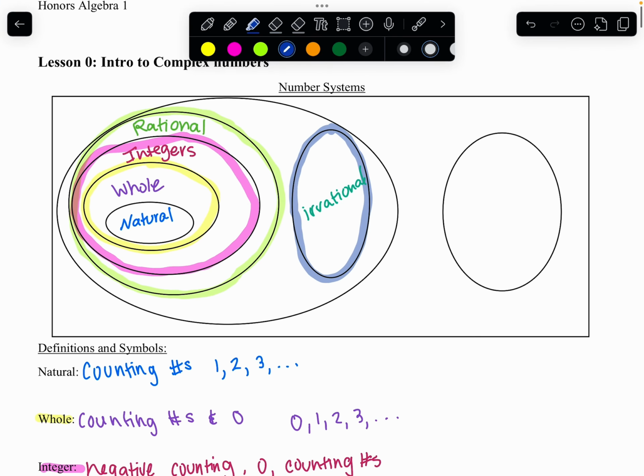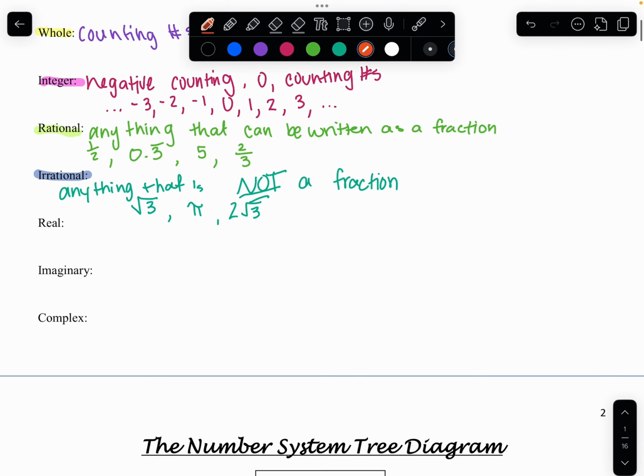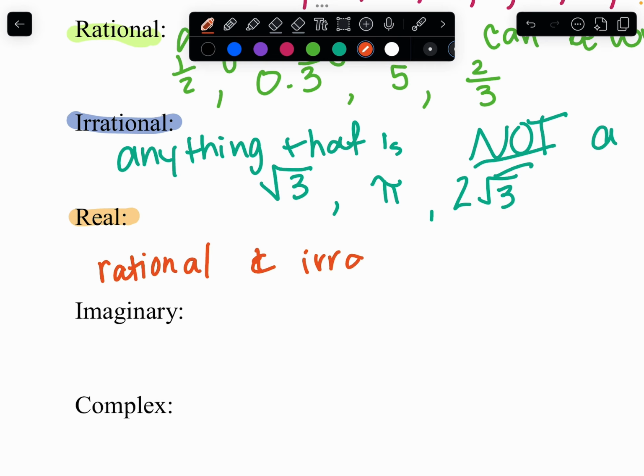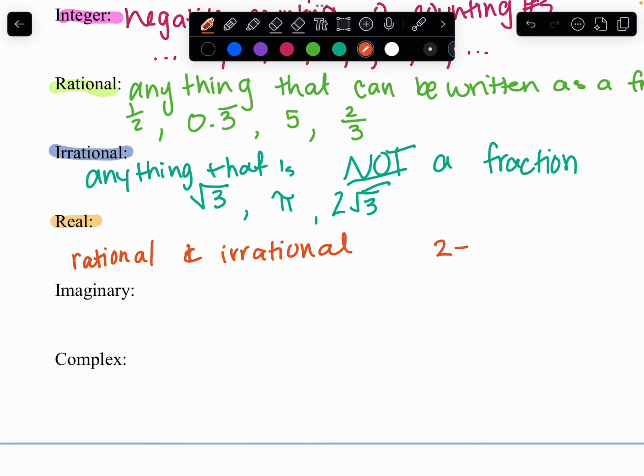And then these are all part of the real number system. This is your real number system, and it's a combination of them. So that's going to be real, rational, and irrational numbers together. So that's like 2 plus or minus the square root of 4. You have a real number added to an irrational number.